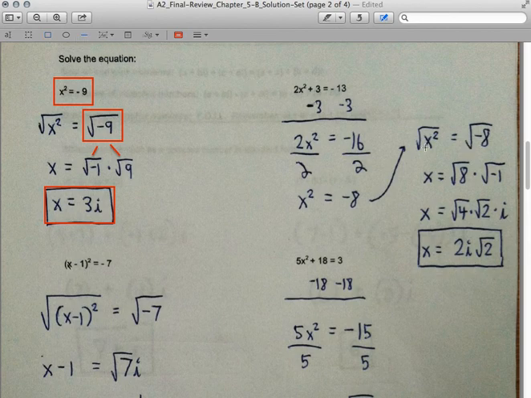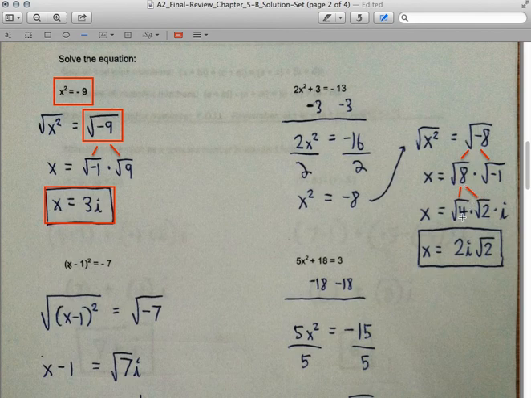Again, we can separate that square root of a negative number into the square root of -1 times the positive version of that number. Square root of -1 becomes i, and the square root of 8 gets broken up into the square root of 4 times the square root of 2.